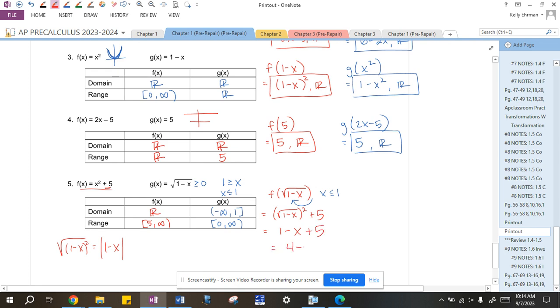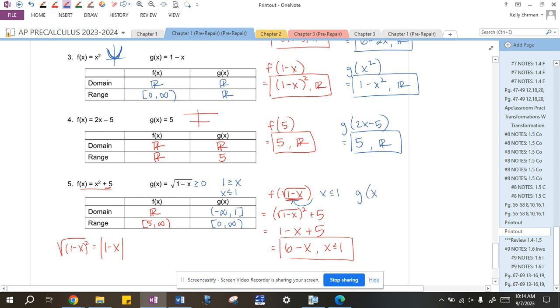So I get 1 minus x plus 5, I get 6 minus x. 1 plus 5 is 6, definitely. I get 6 minus x, but remember, because of the initial square root in the problem, even though it's gone now, x is still only less than or equal to 1. That's why we take the time to do domain.